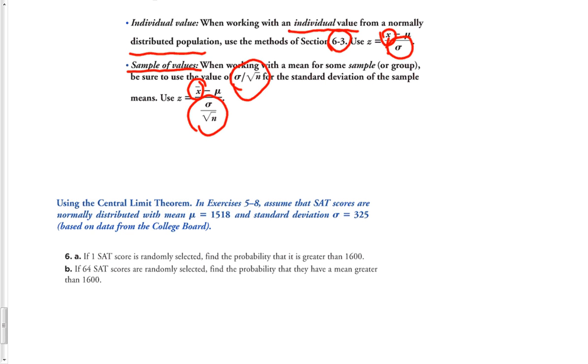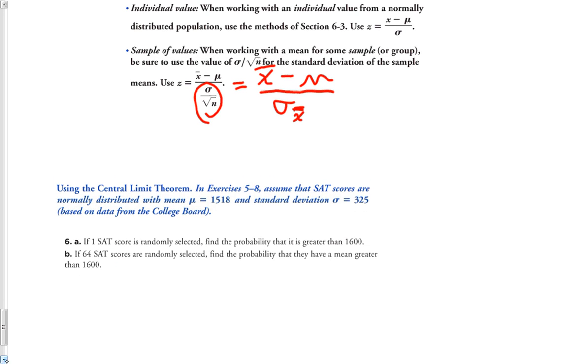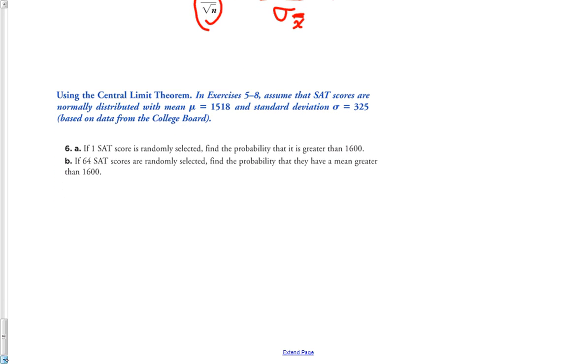So what we're really doing here is using pretty much the same formula from 6.3, except we're taking into consideration that, first off, we have x bar, and secondly, the denominator should be the standard deviation of the x bars, or the standard deviation of the sampling distribution. So that's all we're really doing. We're replacing x with x bar, and replacing sigma with the standard deviation of the sampling distribution. And here's an example.